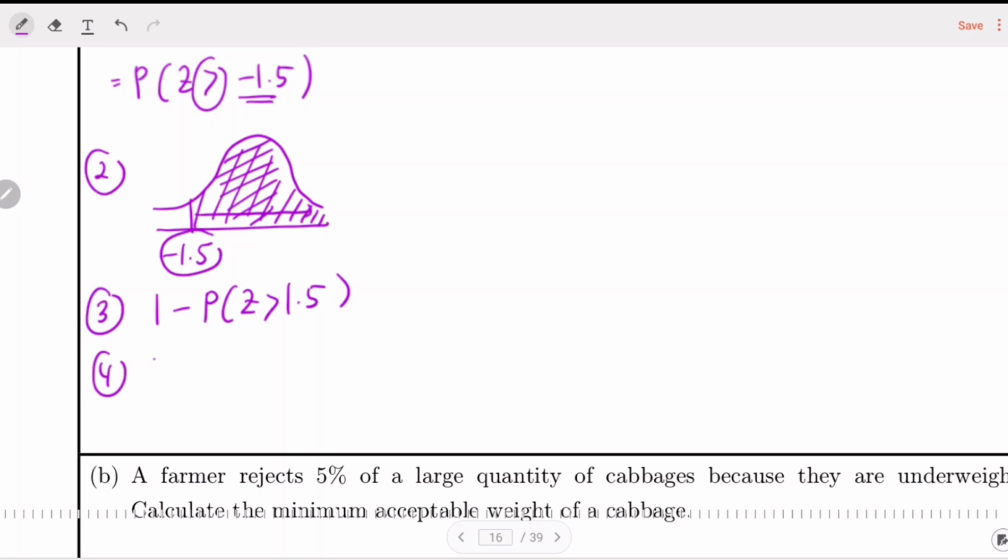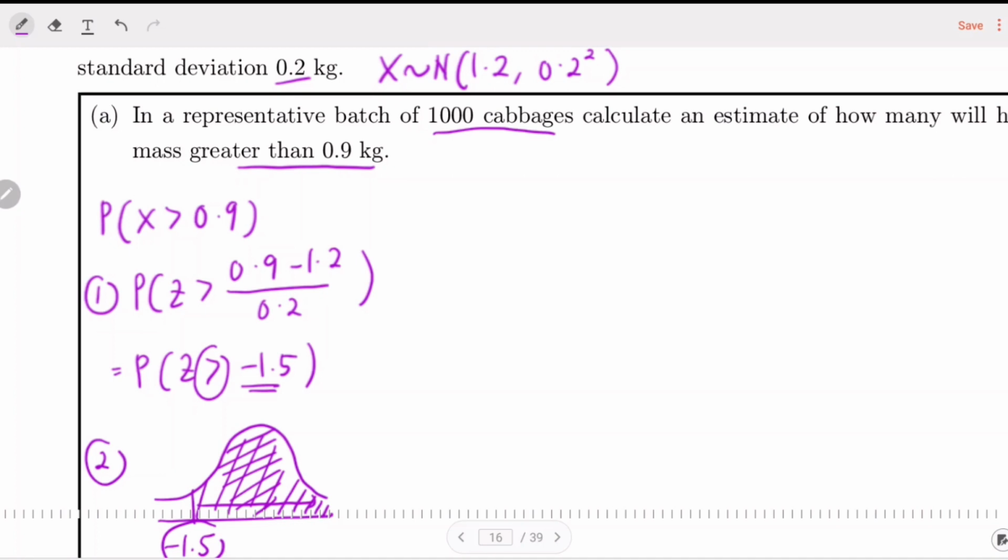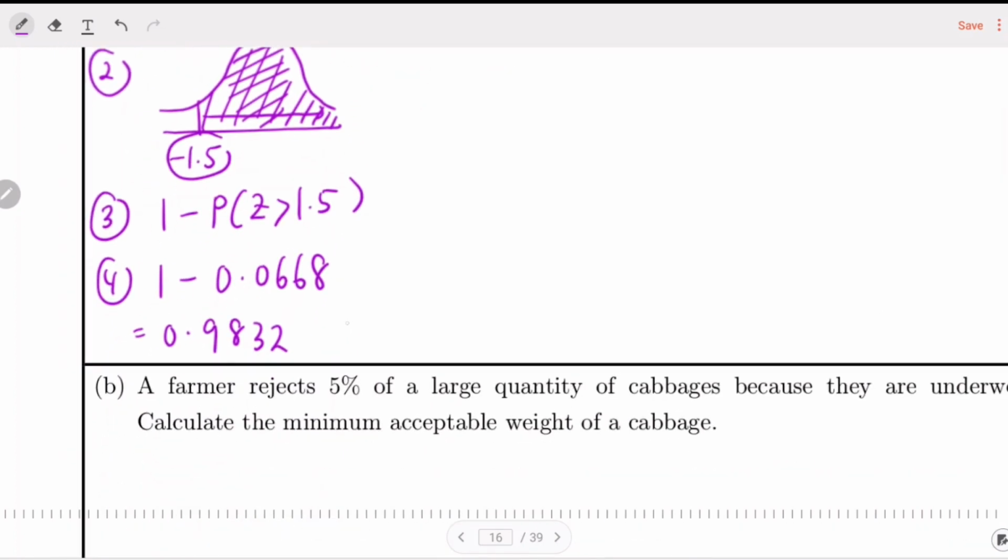And then the last step, take a look at the standard normal table, and we're going to get 0.0668, which will give us 0.9832. And the last one, since we need to find the number of cabbage out of 1000, so we just calculate the probability here, multiply by 1000, which would give us 9.